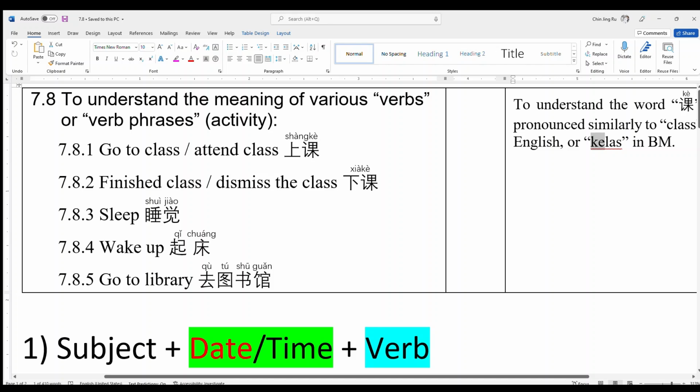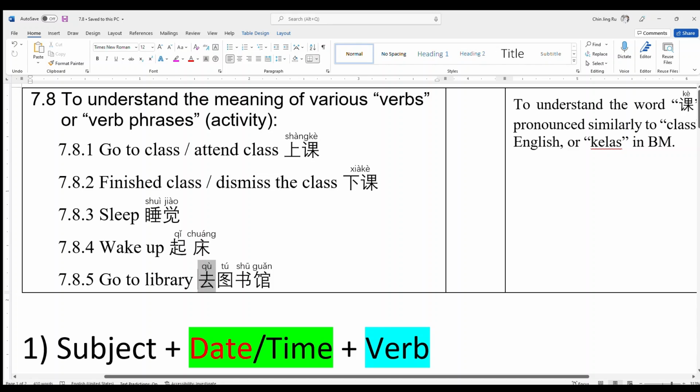Okay, so the last word will be go to library. Go to library. So go to library, the whole word will be 去图书馆. So this word here, the first word, QU, you should pronounce with the U double dot sound. 去. This word alone, 去, means go, pergi. The action itself lah ya, pergi.